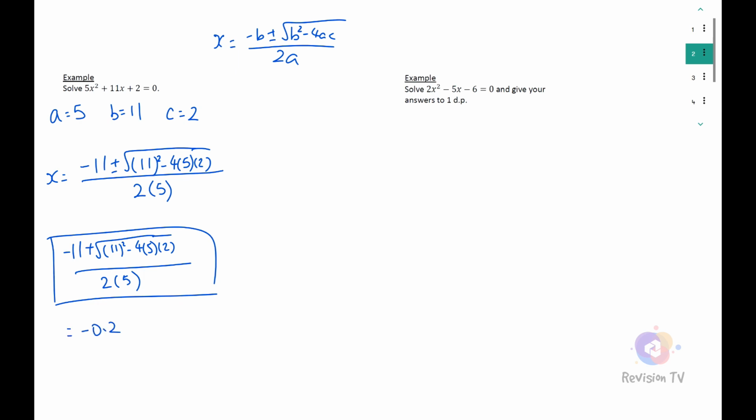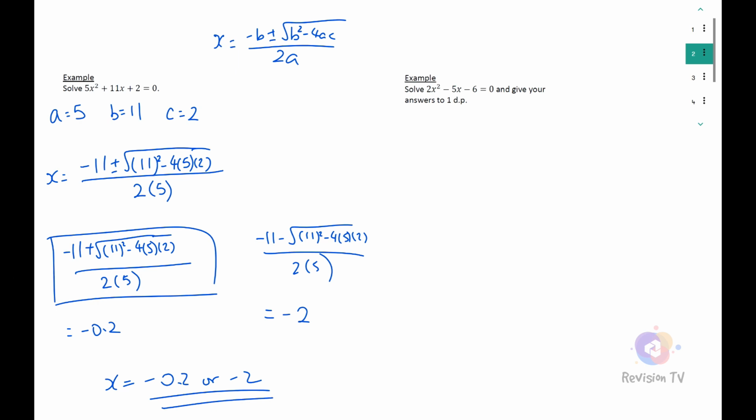And for the other one, you should replace the plus with a minus. So minus 11 squared minus 4 times a. And this one you should get minus 2. So your final answer: x equals negative 0.2 or minus 2. Graphically, what it means is the graph will be touching the x-axis at minus 2 and minus 0.2. You don't need to draw this. I'm just showing you how these numbers relate to the graph.